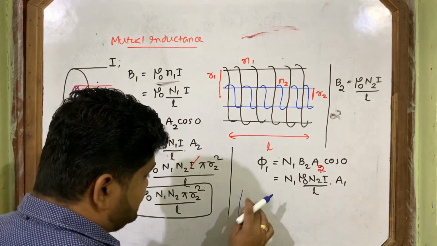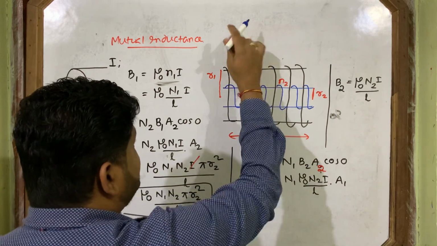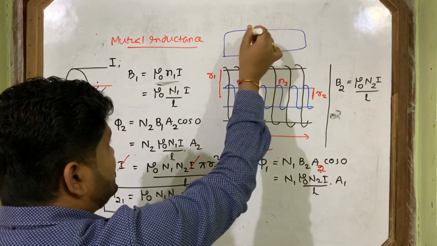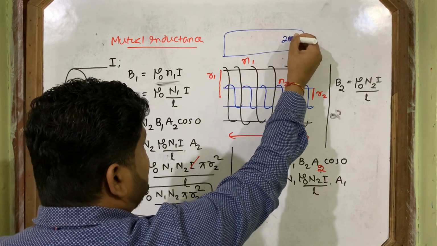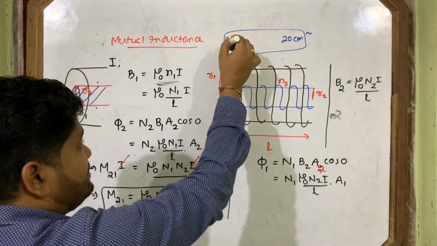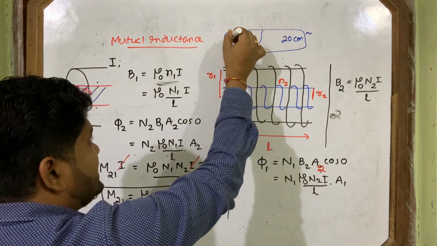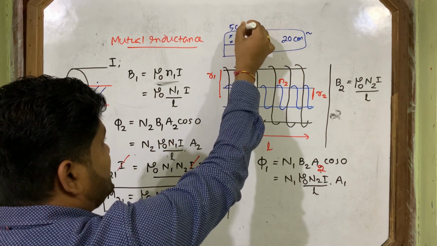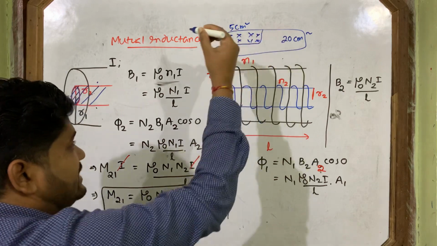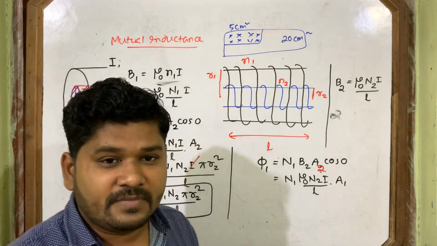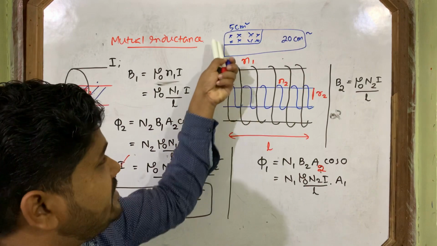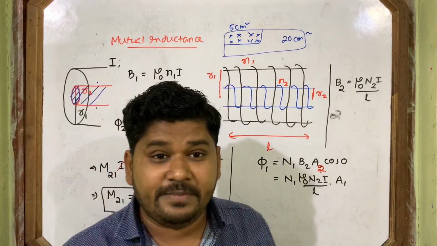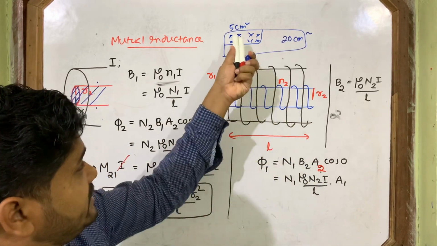Area may be like this. Suppose a large area is here, say 20 centimeter square. But magnetic field is up to how much? If magnetic field is up to this much, suppose this is only 5 centimeter square, you have to take only this area while calculating flux. If I tell you to calculate flux with this 20 centimeter square, you cannot take the 20 centimeter square, you have to take only 5 centimeter square because magnetic field is confined within this 5 centimeter square.